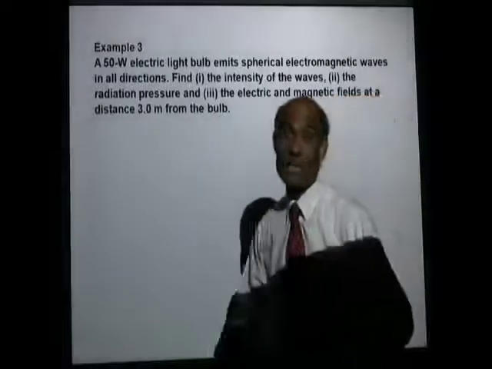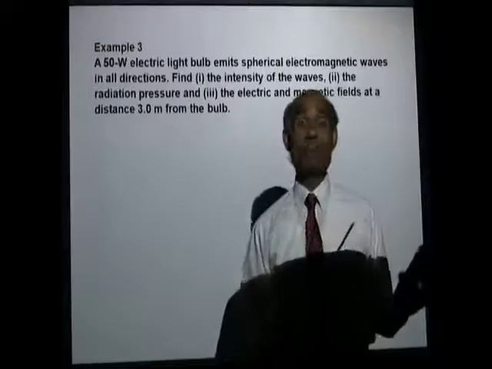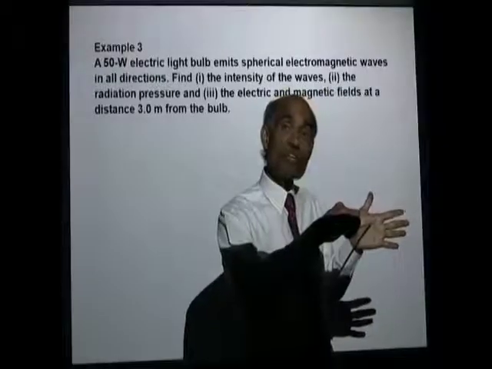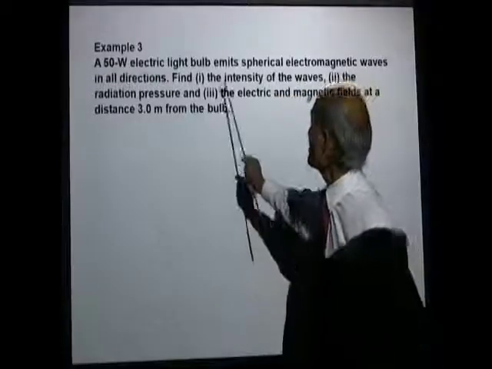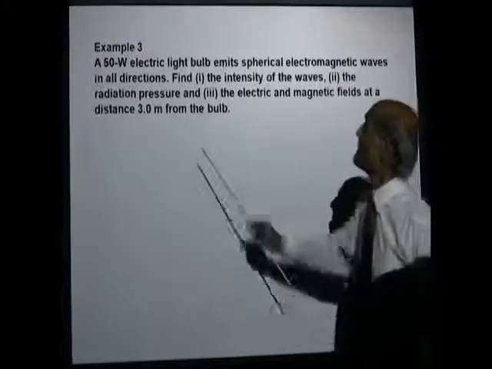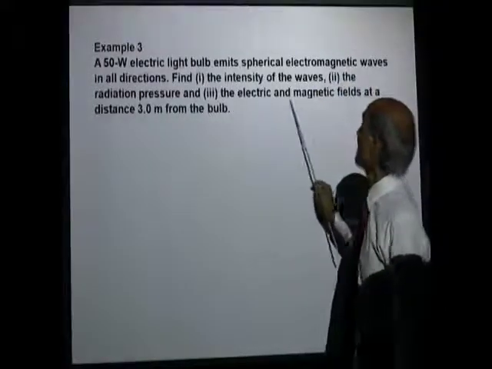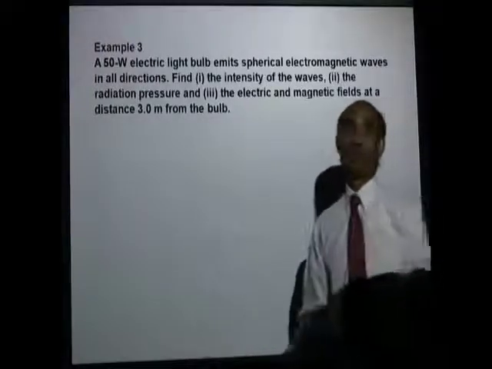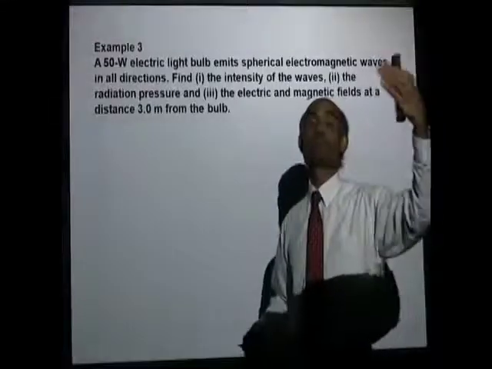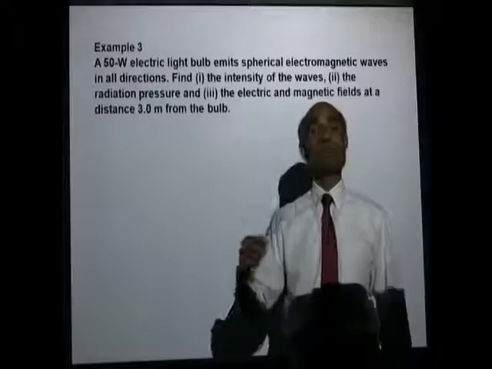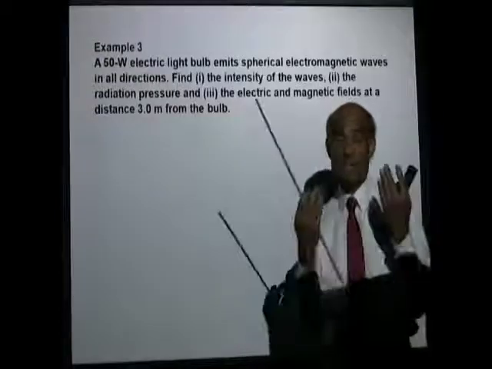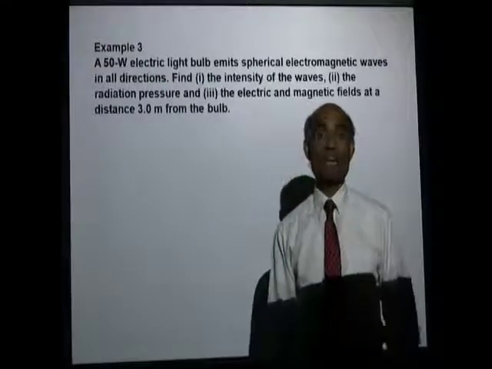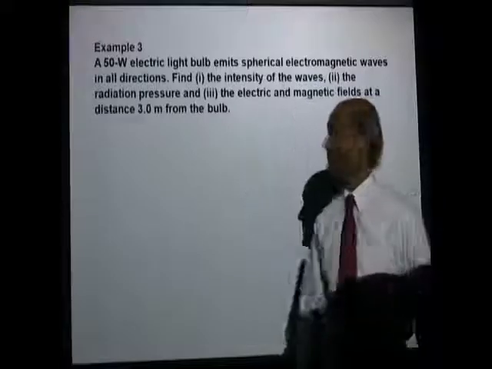Well, this is where the original definition of intensity is going to help. What is the intensity definition? It is the power crossing unit area at that point. That's how we're going to calculate that intensity. Then find the radiation pressure and the electric and magnetic fields at a distance of 3 meters from the bulb. In fact, I'm standing about 3 meters from the bulb, and this problem is very much applicable in my case. What is the radiation pressure on my face? What are the values of electric and magnetic fields where I'm standing?